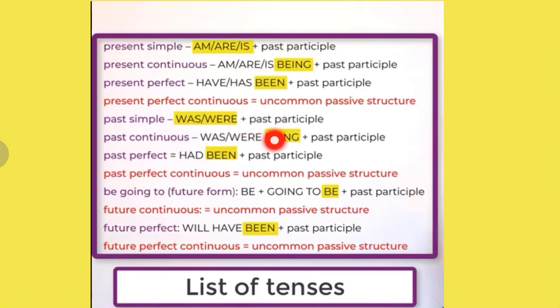Past simple: was, were, plus past participle. Past continuous: was, were, being, plus past participle.